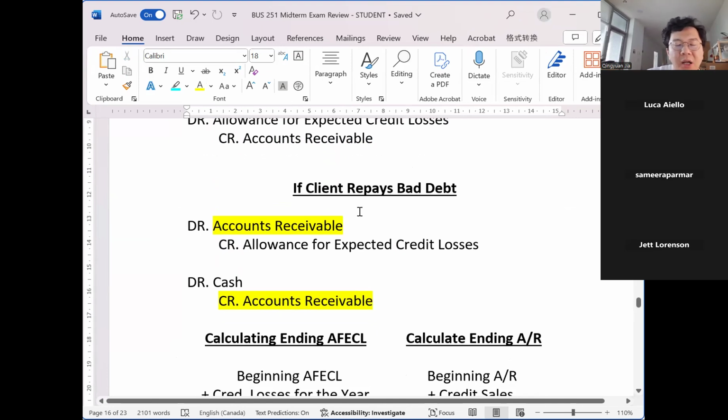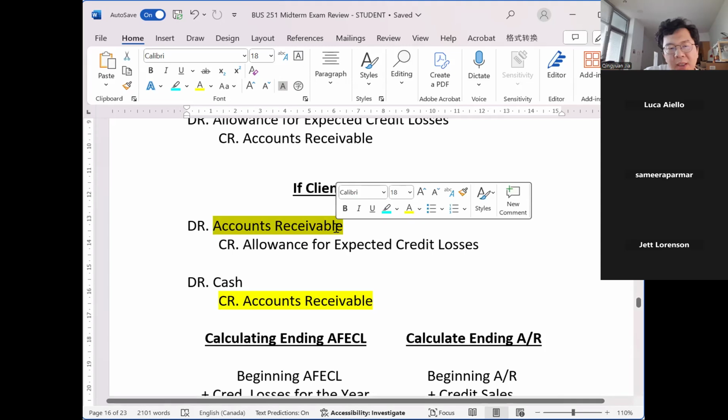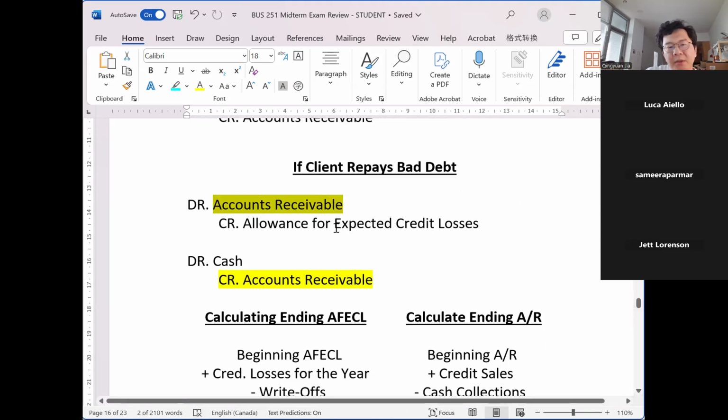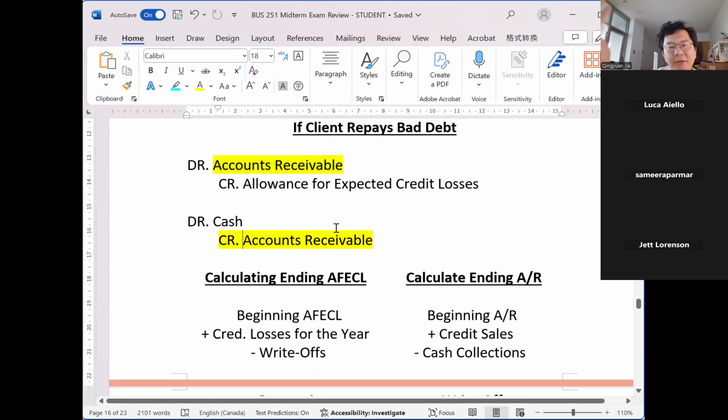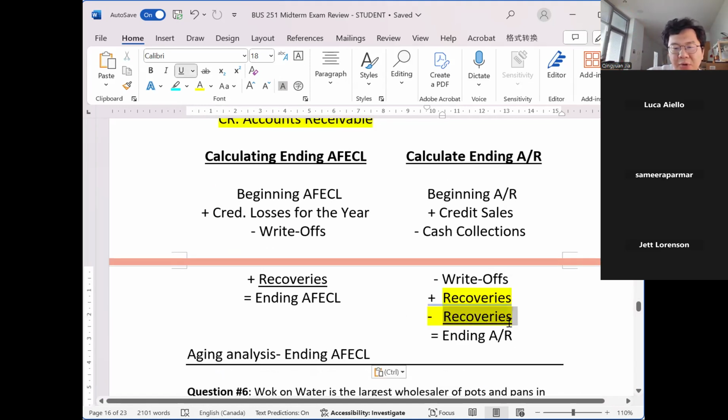So it's the recovery, right? So we use the account receivable, we debit this. Debit means you have to add this back. And again, if the clients repay the bad debt, it means the clients repay all of that, then we will credit account receivables. And this is why we subtract the recoveries again.